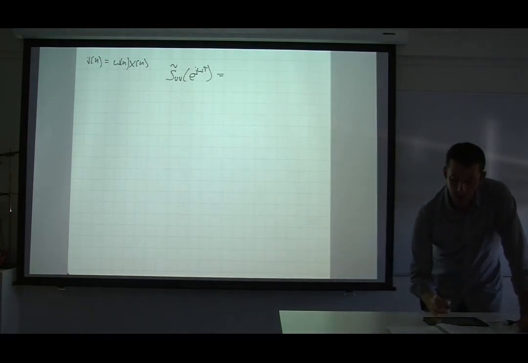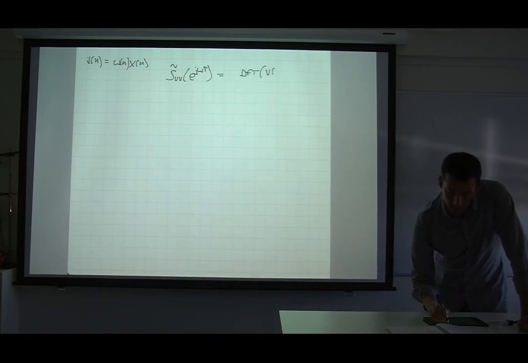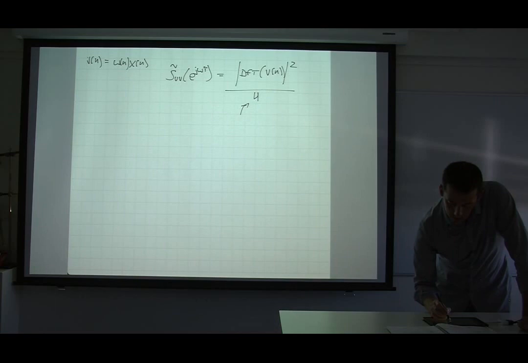The way it's done, we're not going to give a derivation here, but it's the discrete Fourier transform, DFT, of that sequence, V of n, the magnitude of that, squared, all divided by this U term. And this is equal to the sum from n equals 0 to N minus 1 of W squared. It really has to look like a W.